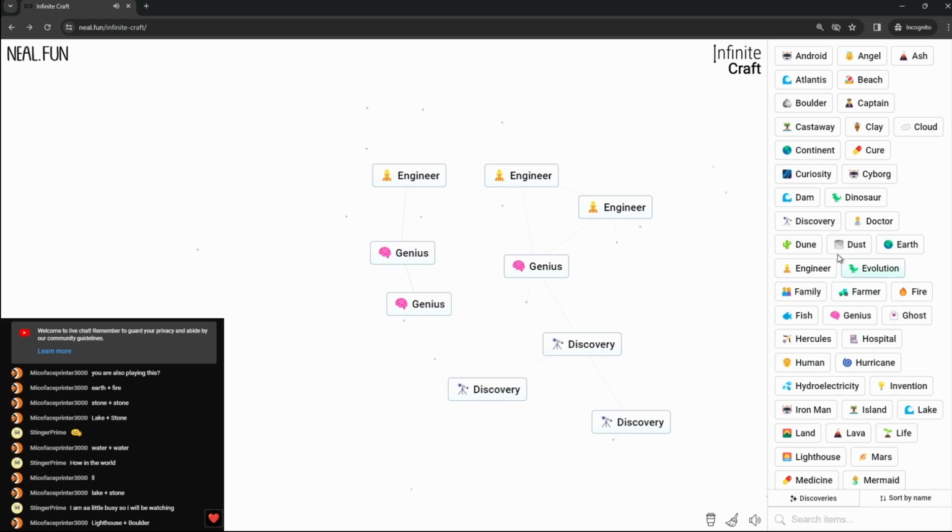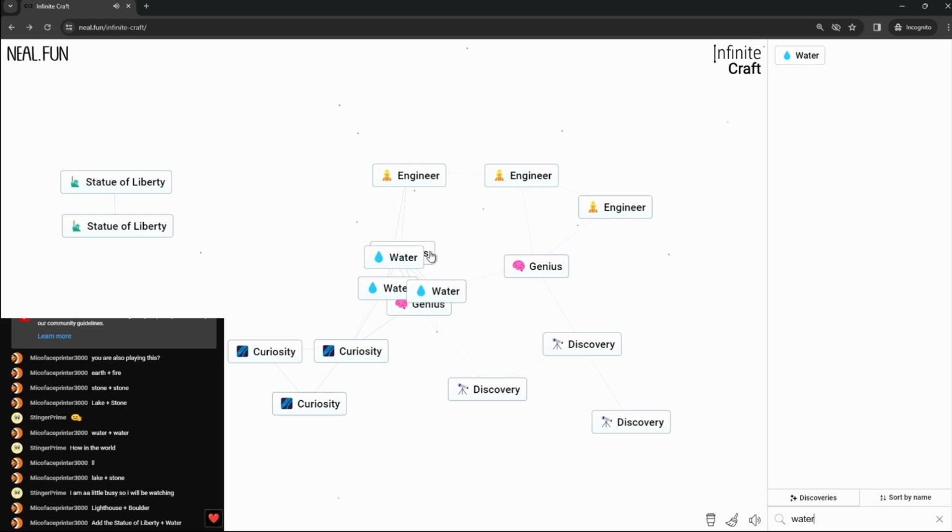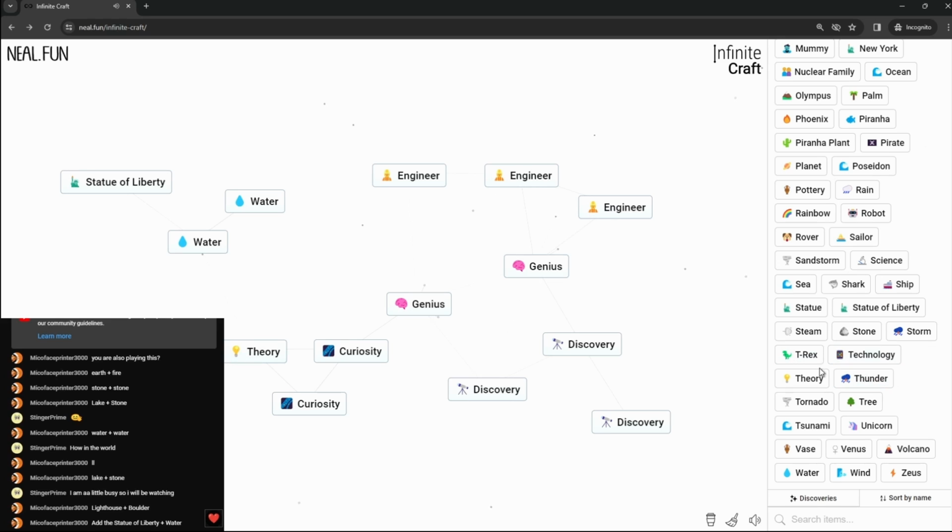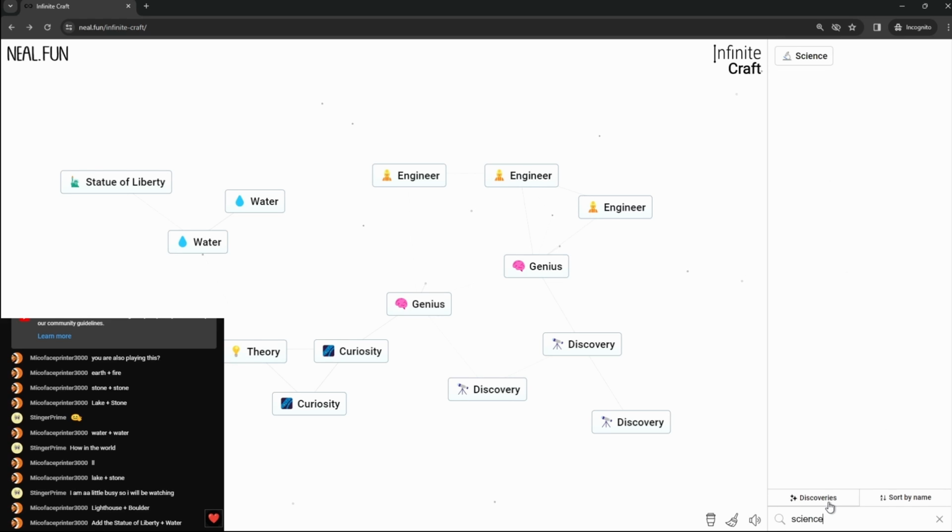Maybe if I can get space, let me also get curiosity. New York. Maybe New York plus genius gives me Einstein. I knew it. Einstein and curiosity gives me a theory. Theory and science. Hypothesis. Theory.